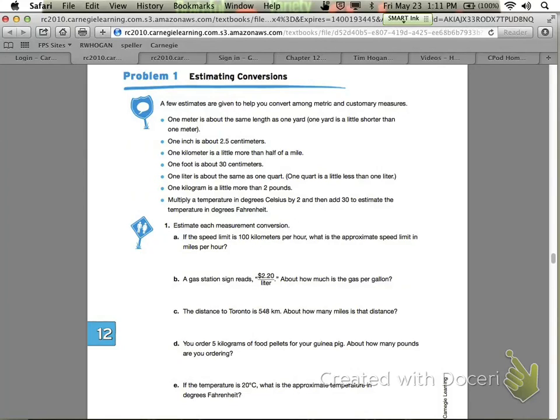The first one, it says 1 meter is about the same length as 1 yard. 1 yard is just a little shorter than 1 meter. 1 inch is about 2.5 centimeters. 1 kilometer is a little more than half of a mile. 1 foot is about 30 centimeters. 1 liter is about the same as 1 quart. Quart is just a little less than a liter. A kilogram is a little more than 2 pounds. And if you multiply a temperature in degrees Celsius by 2 and then add 30, you can estimate the temperature in degrees Fahrenheit.